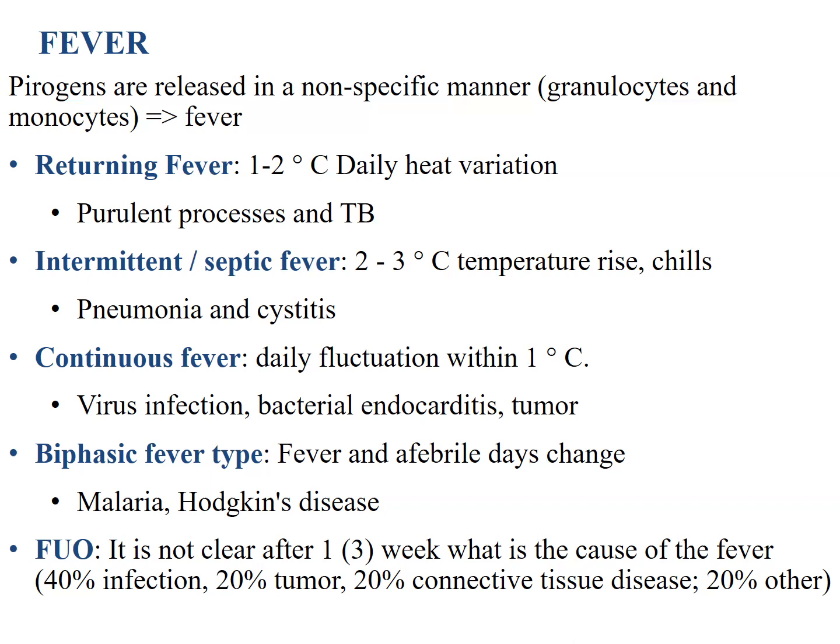And we learned the special biphasic fever type when the fever and the afebrile days change. And in microbiology, we learned about malaria, Plasmodium falciparum and other species cause malaria, but it also can be found during Hodgkin disease. And we don't like the definition of fever of unknown origin.